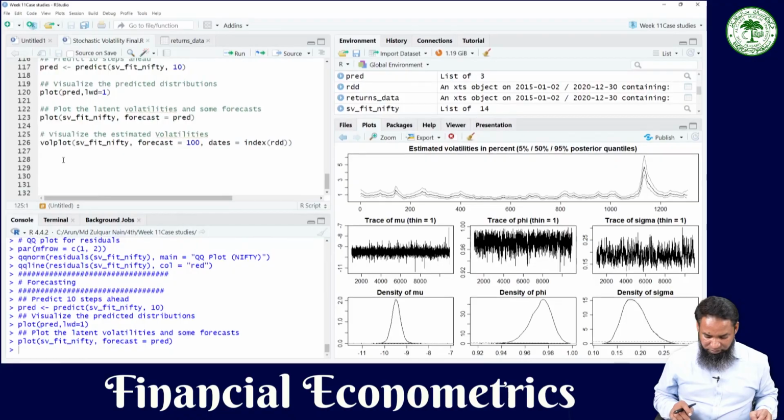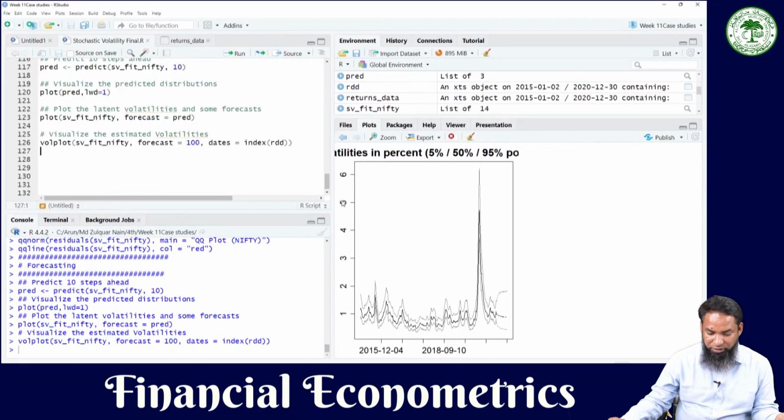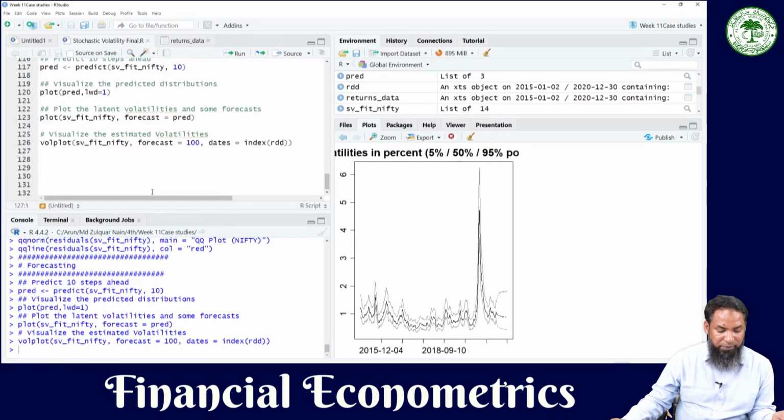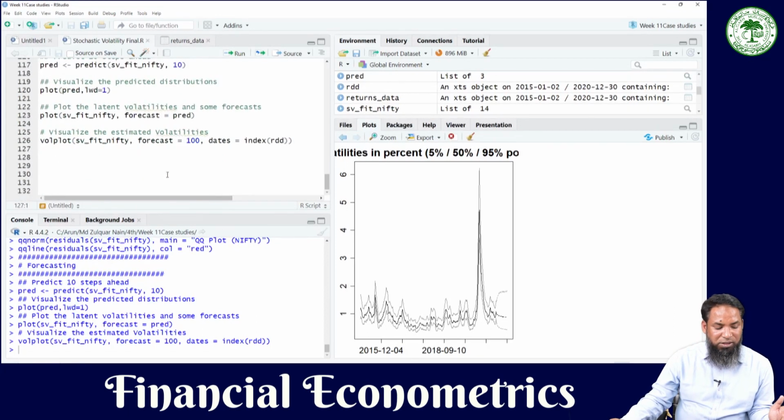Now let us visualize the estimated volatility here. Here we can say the estimated volatilities follow a similar kind of pattern which we have seen in the original data. It seems that this model is quite a good fit for our case. So that's all about the stochastic volatility model.